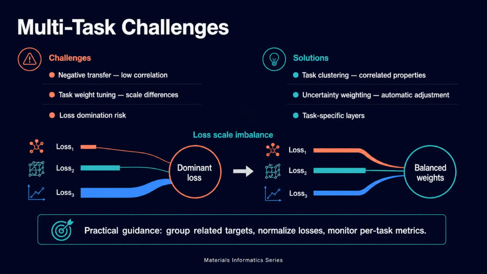Multitask learning faces several challenges. Negative transfer occurs when task correlations are low, causing performance degradation compared to single-task models. Task weight tuning is difficult since formation energy and band gap have different scales. A naive equal weighting would let the larger scale loss dominate training. Solutions include task clustering for correlated properties, uncertainty weighting that automatically adjusts task weights, and separate task-specific layers.